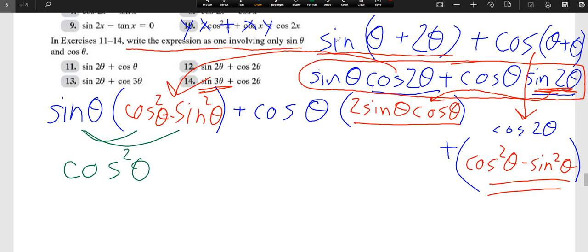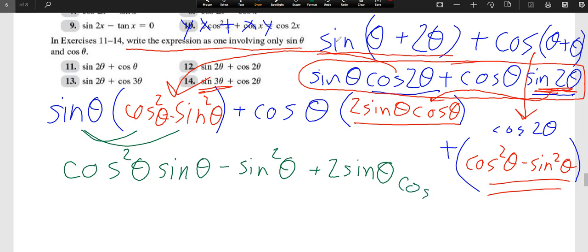I'm thinking I should distribute and see if there's any like terms that can combine together just for fun. Sine theta minus sine theta squared plus 2 sine theta cosine theta. Oh man, I shouldn't have done this. Ooh, 2 sine squared cosine theta. You have to put in the angle. Plus, oh, of course we do. Cosine squared theta minus sine squared theta.